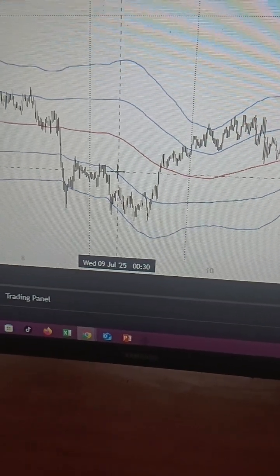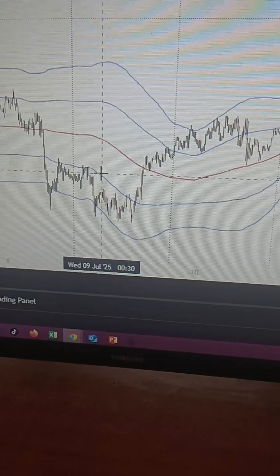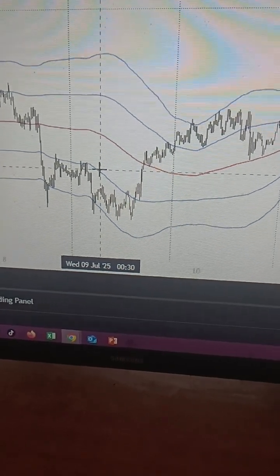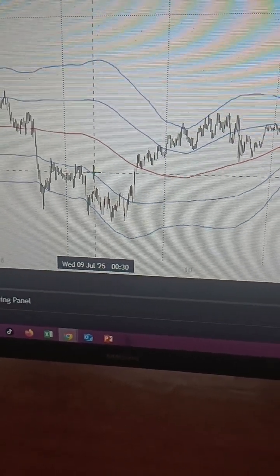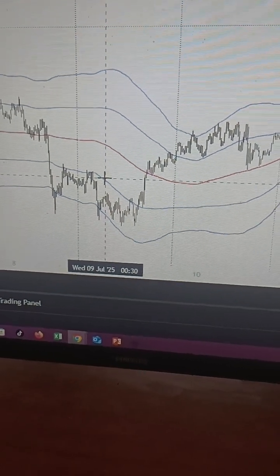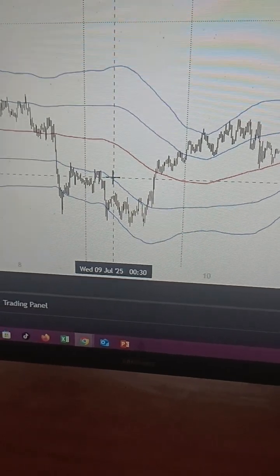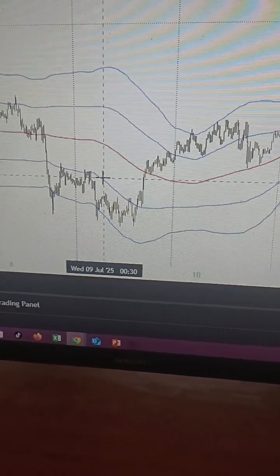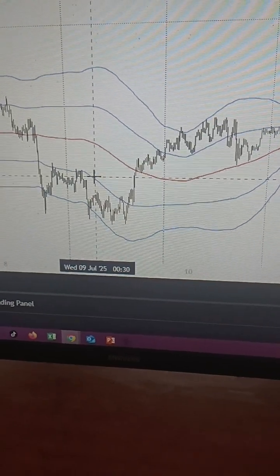It acts as a great confluence. Maybe you can use the whole numbers, the ones that we talked about previously. You can use them, or you can use this one on its own and you draw your own support and resistance or order block. Whatever it is that you use, this is a good confluence for it.